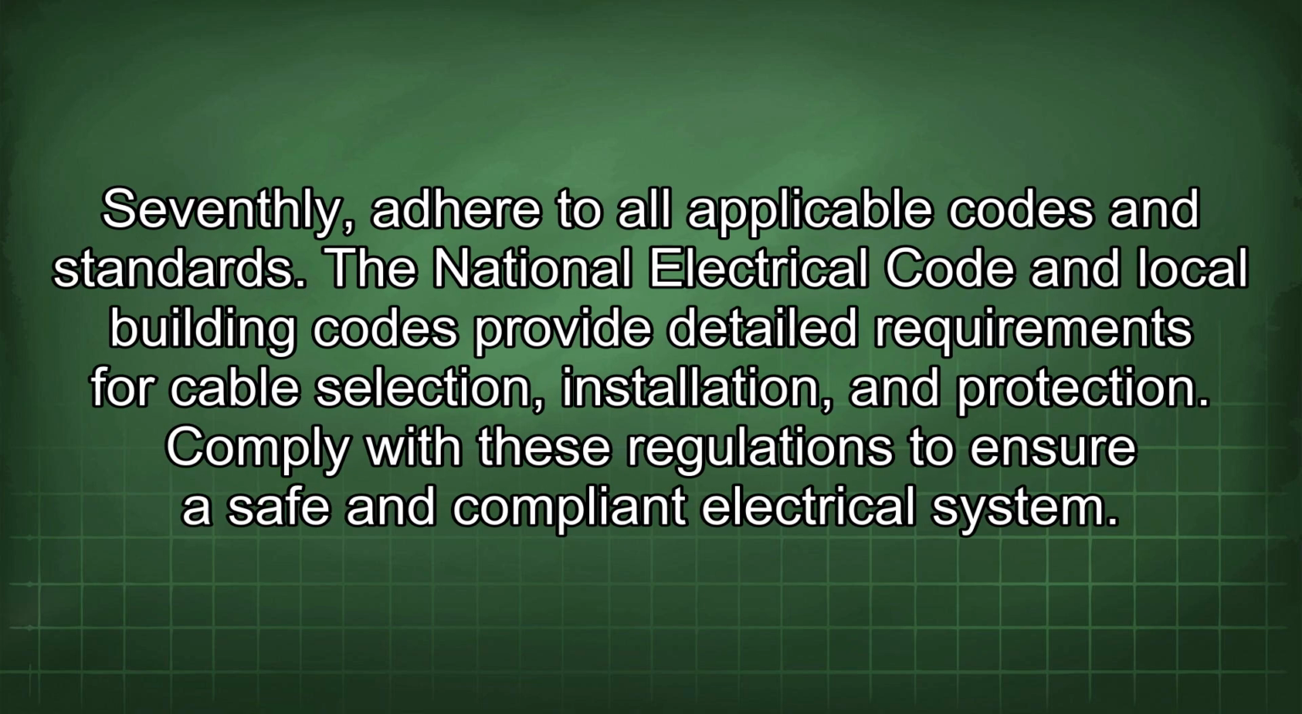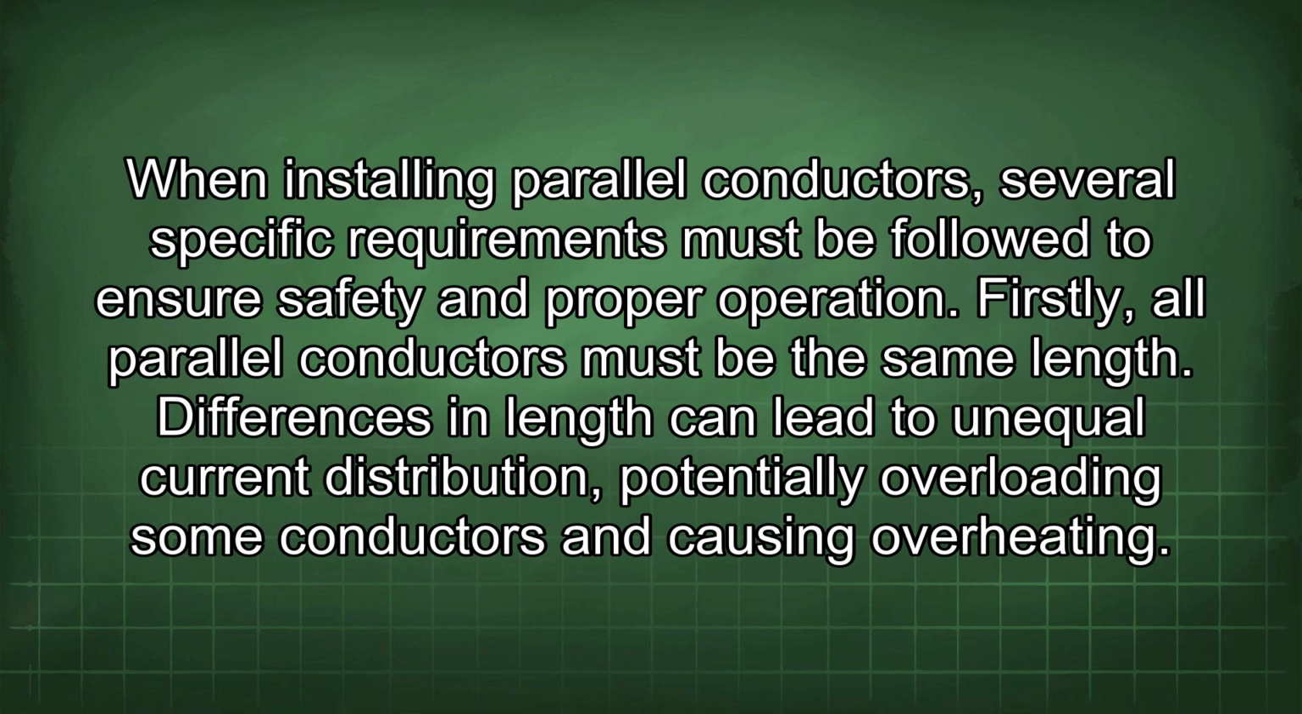Seventhly, adhere to all applicable codes and standards. The National Electrical Code and local building codes provide detailed requirements for cable selection, installation, and protection. Comply with these regulations to ensure a safe and compliant electrical system. When installing parallel conductors, several specific requirements must be followed to ensure safety and proper operation. Firstly, all parallel conductors must be the same length. Differences in length can lead to unequal current distribution, potentially overloading some conductors and causing overheating.